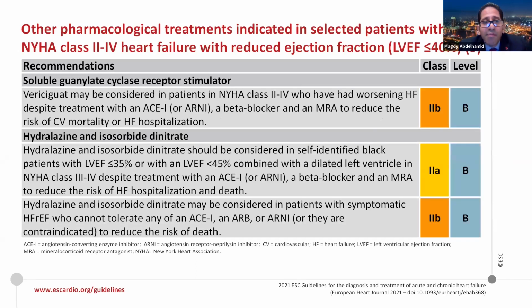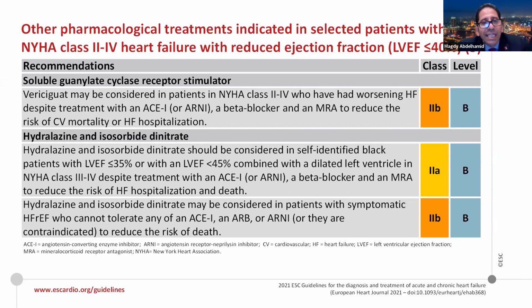A new drug has been added, which is vericiguat. Vericiguat is the soluble guanylate cyclase agonist. The rationale for the use of vericiguat is that in heart failure patients, there is a decrease in the nitric oxide activity. And this is responsible for activation of the pathway of guanosine triphosphate to cyclic guanosine monophosphate, which is important for myocardial function as well as for vasodilation.